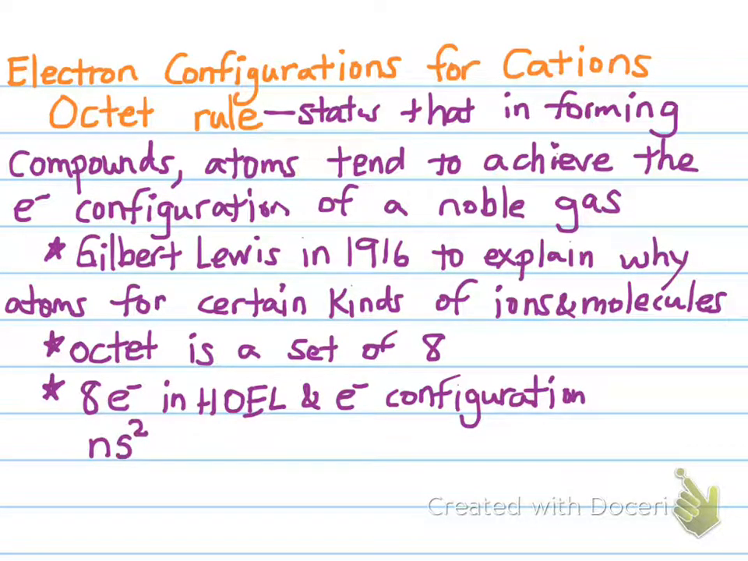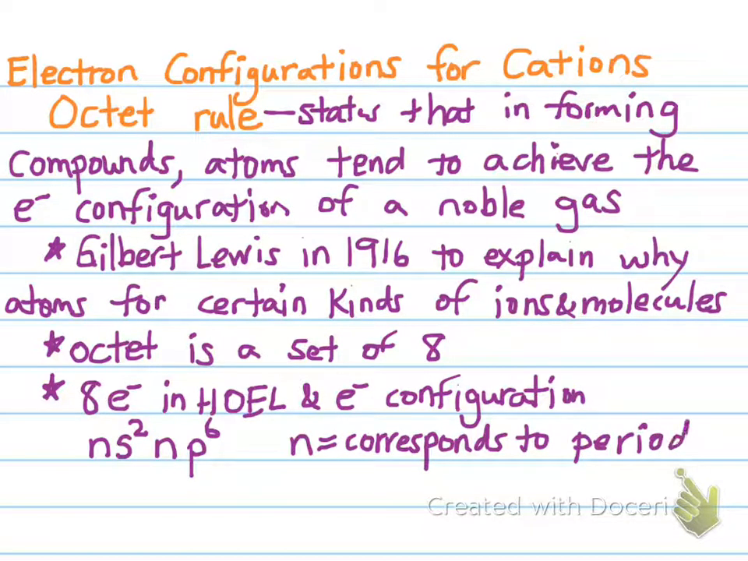ns2np6, where n, right, is that principal quantum number. It corresponds to what period you're in, right? Those n's are over on the left-hand side of your periodic table, starting at the top of the periodic table with n equals 1 and going down.